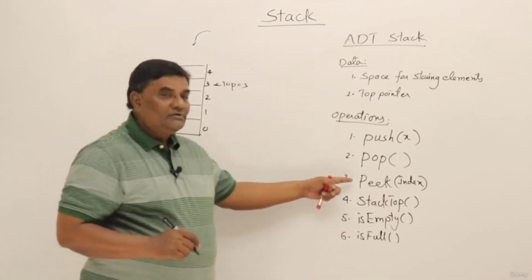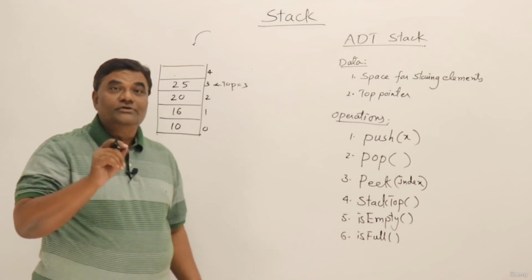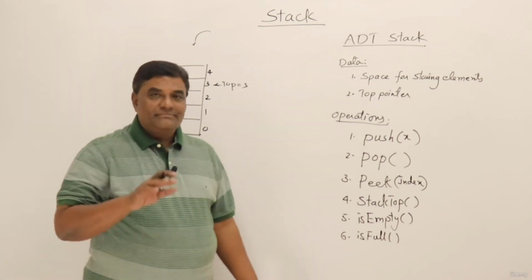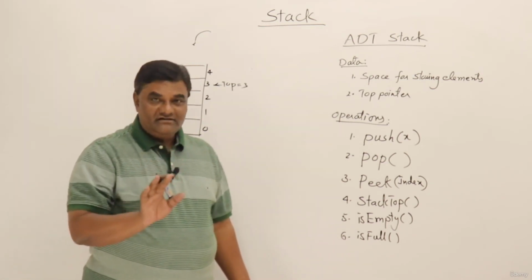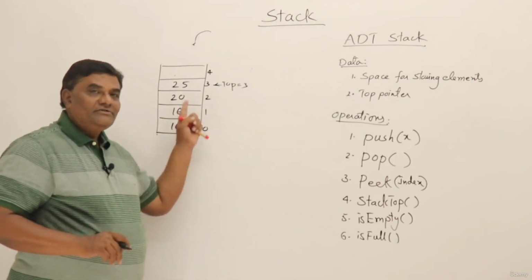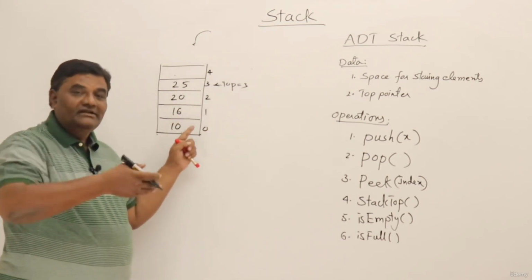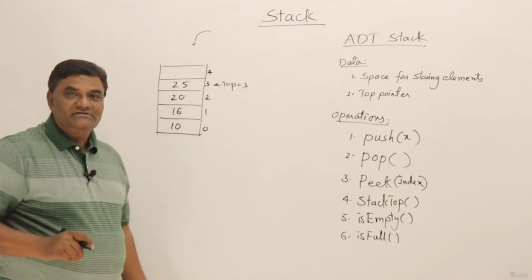So peek means looking at a value at a given position. It's not deleting, just knowing what is there. Suppose I want to know what is there at the third place. I got 16. Now if I want to delete 16, I have to take out three values. So you get 25, then 20, then 16. Then you can take out 16.